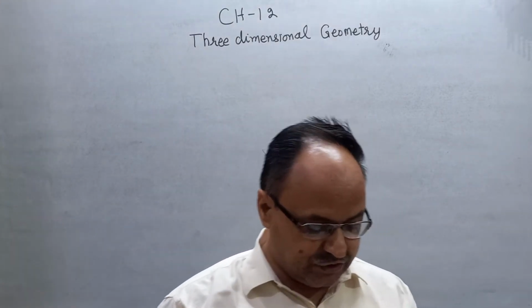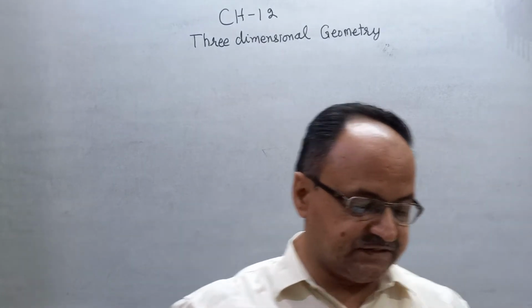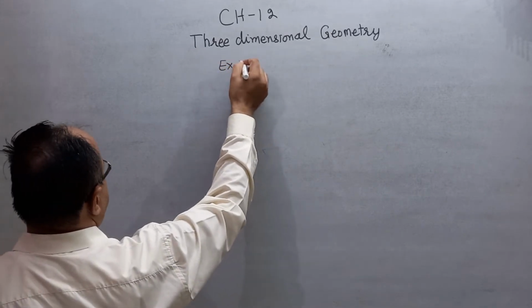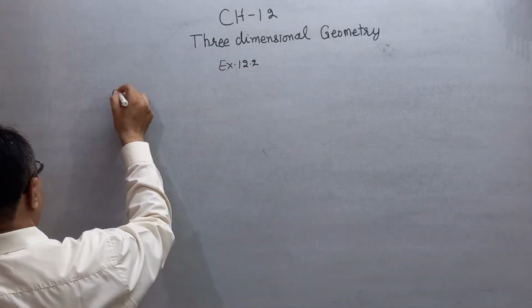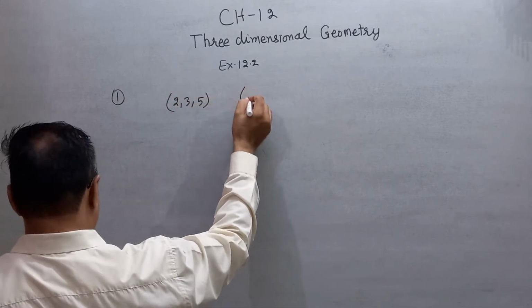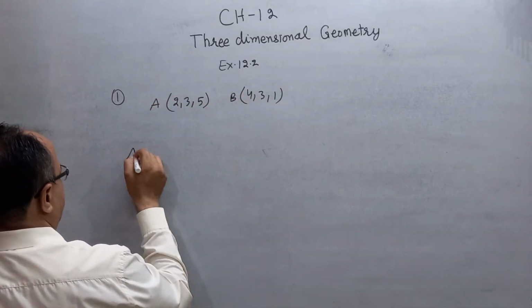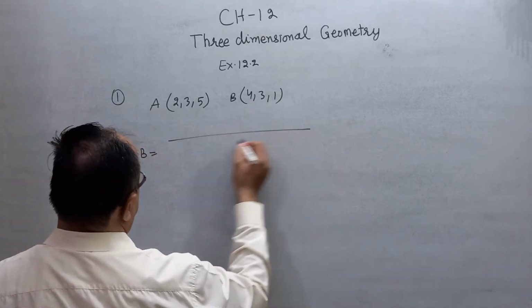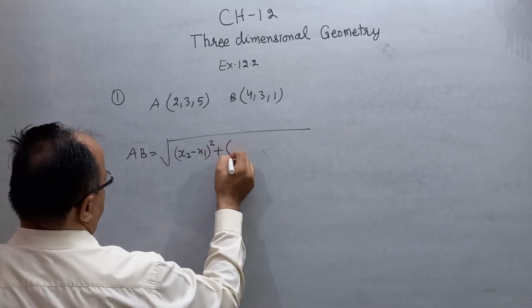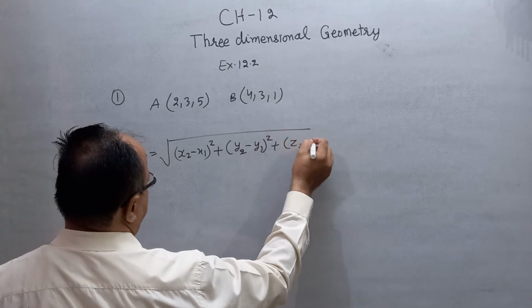Exercise 12.2. In this exercise, we use the distance formula. Find the distance between the following pairs of points. Exercise 12.2, question number first. 2, 3, 5 and 4, 3, 1. You want to find the distance AB. The formula you know very well: x2 minus x1 whole square plus y2 minus y1 whole square plus z2 minus z1 whole square.